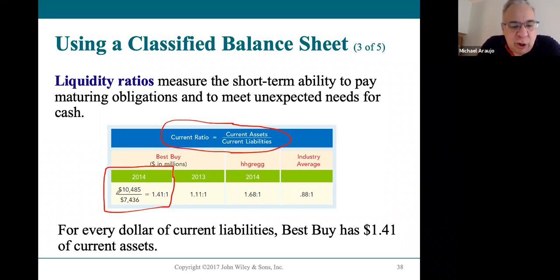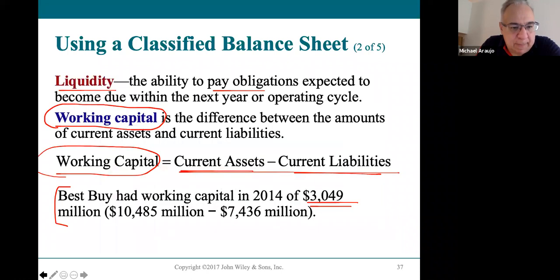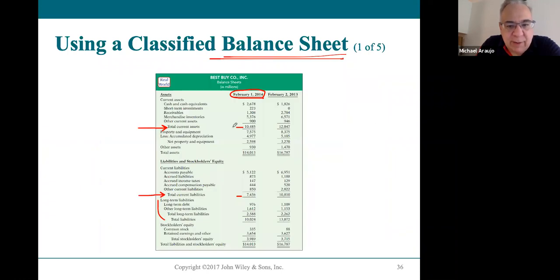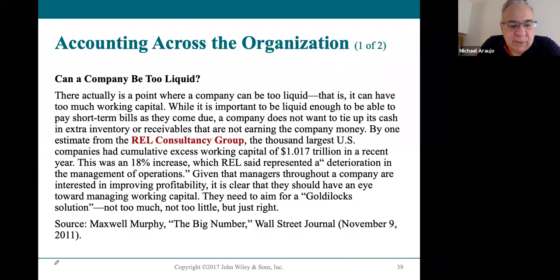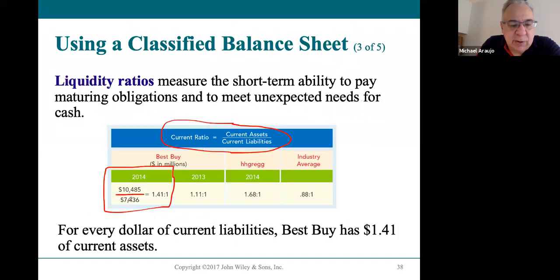Best Buy, as you know, had current assets of 10,485. That came right from the balance sheet. Let's go back, make sure you know. That came right from here, right? 10,485. Notice the current liabilities here, 7,436. That's what you see here. So when you compare these two numbers, it comes out to a ratio of 1.41 to 1.